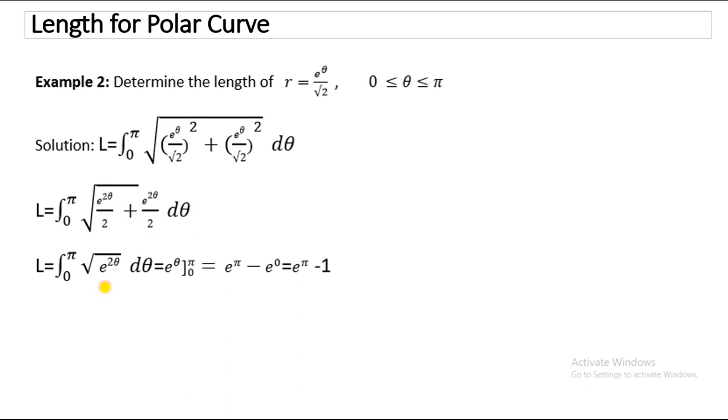Half plus half is 1, so I have the integration from 0 to pi of the square root of e to the 2 theta, d theta. This is e to the theta. The integration of e to the theta from 0 until pi gives e to the pi minus e to the 0, which is e to the pi minus 1. This is the length of this graph.